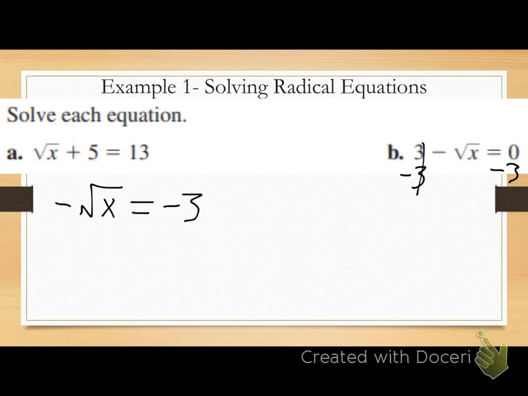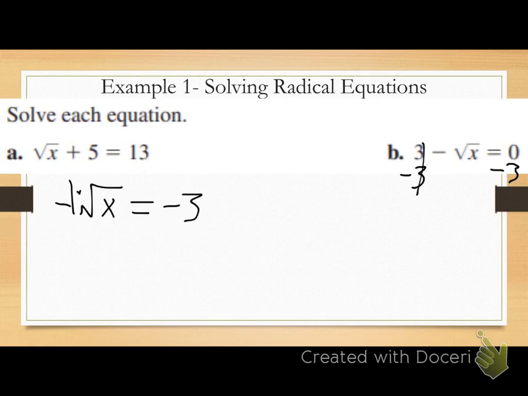No. What's happening to it? It's being multiplied by negative 1 essentially, right? This is like negative 1 times the square root of x. So how can I get rid of that negative 1 being multiplied by it? Divide by negative 1, right?